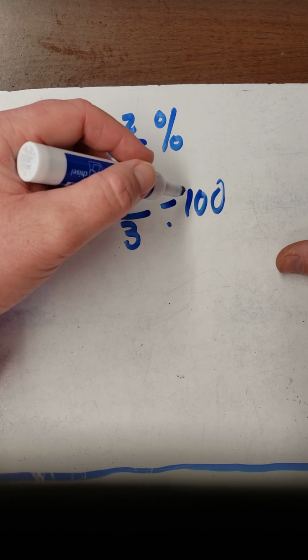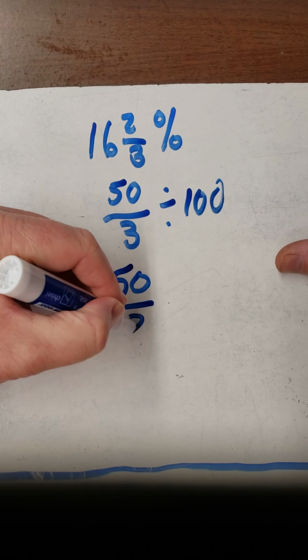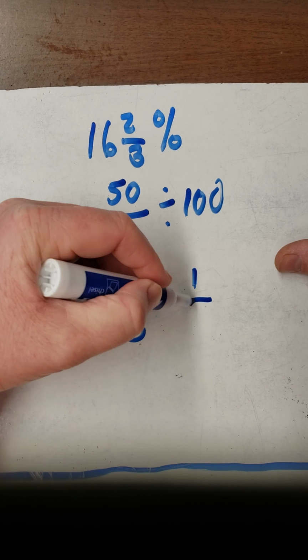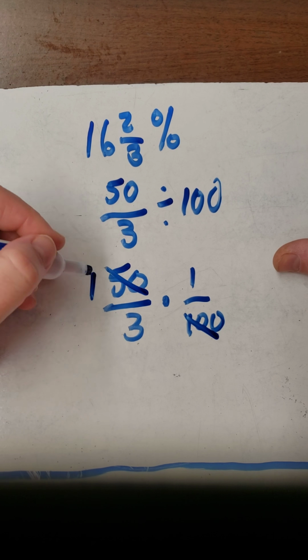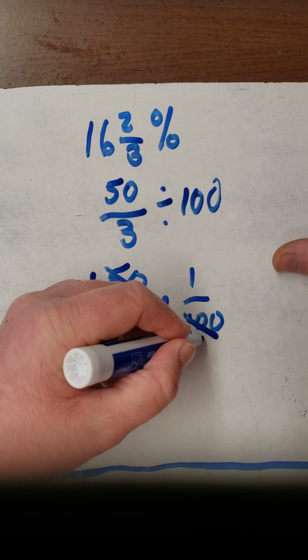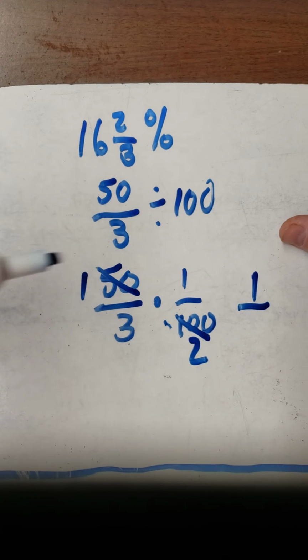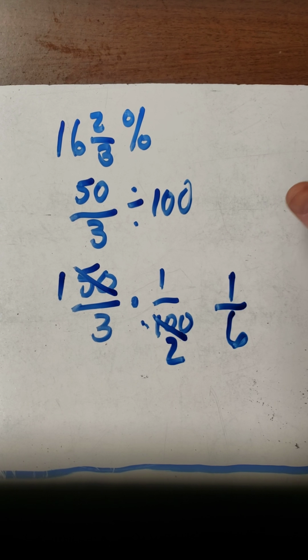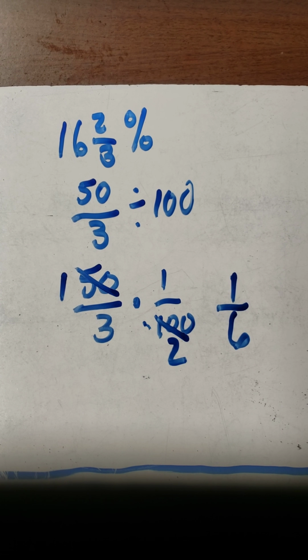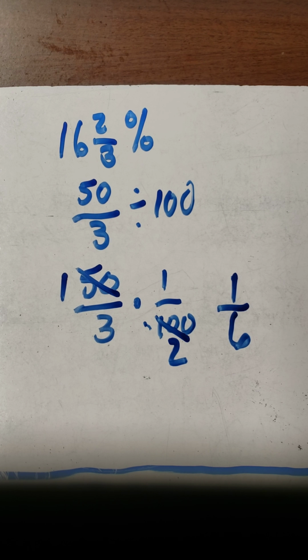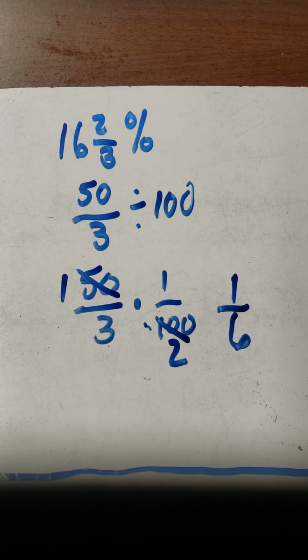When we divide fractions, we multiply by the reciprocal. So it's 50 over 3 times 1 over 100. You can simplify before you multiply. That becomes 1. This becomes 2. So 1 and 3 times 2 is 6. 1/6 is our fraction. And we want to convert that into a decimal. One way to convert 16 2/3% to a decimal is to convert the equivalent fraction 1/6 to a decimal.